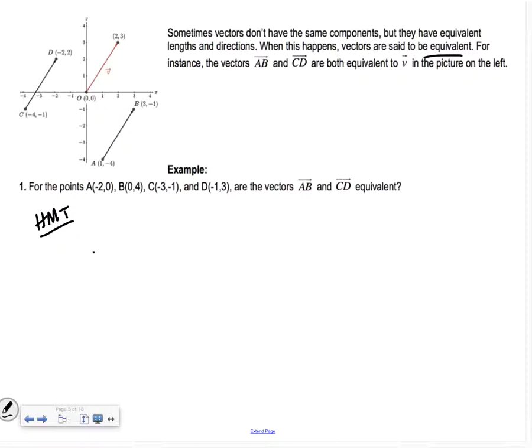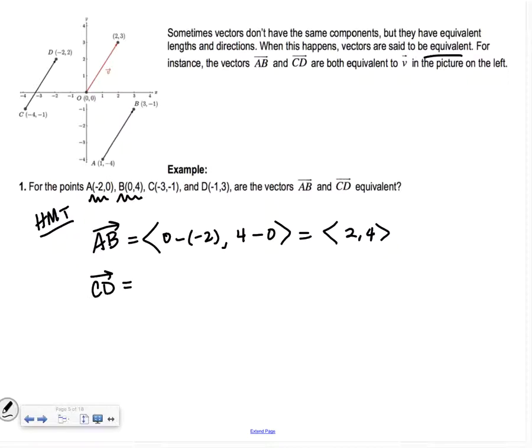So if I do AB, we're going to start with this one and subtract out that one. So we're going to have 0 minus a negative 2, and then we're going to have 4 minus a 0. So we end up getting 2, 4. All right, what about CD? CD, we're going to do the D minus the C. So we're going to have negative 1 minus a negative 3, and then we're going to have 3 minus a negative 1.